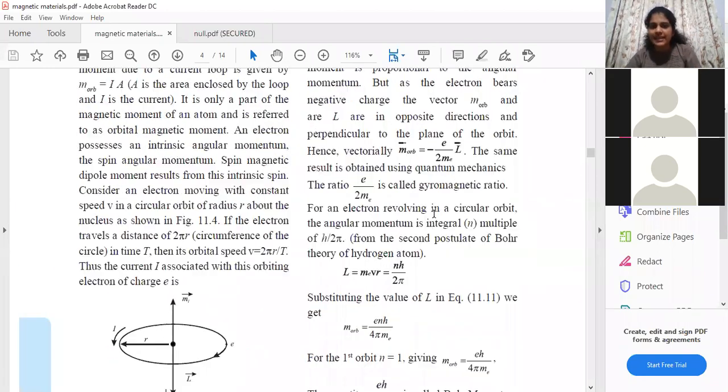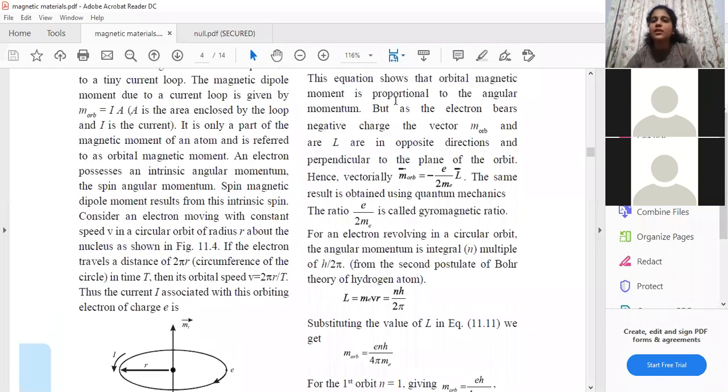Okay, fine. So let's get back over here. All right. Now, students, here is one important thing. You all can mark this point, that the ratio e upon 2me, this part, e upon 2me, obviously it is a constant. It is called the gyromagnetic ratio. Okay, it has a name. It has a specific name called gyromagnetic ratio.